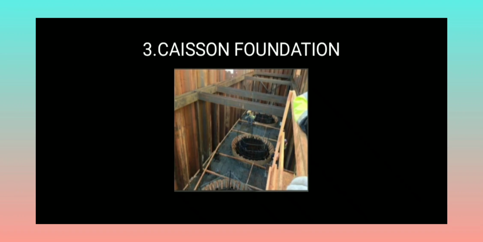It is mostly a ready-made hollow cylinder pressed into the soil up to the desired level. Mostly used for bridge piers. Types of caisson foundation: floating caisson, pneumatic caisson, box caisson, open caisson, sheeted caisson and excavated caisson.